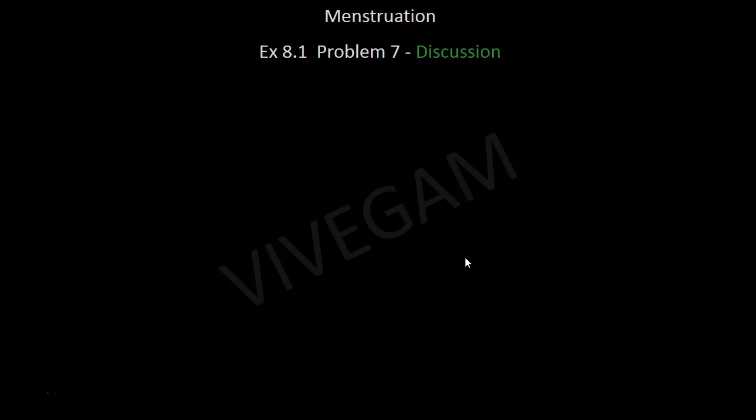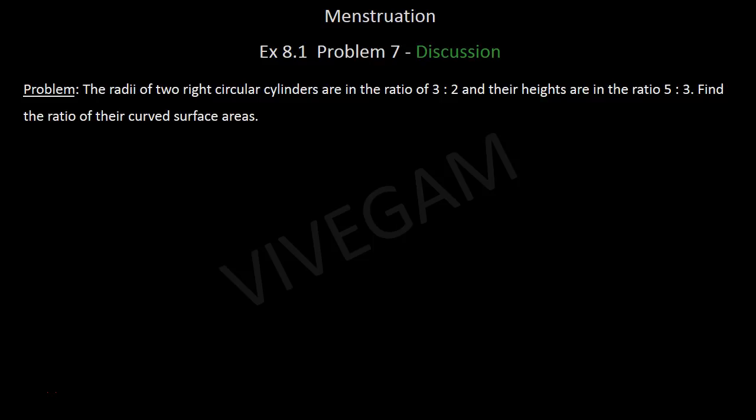Exercise 8.1, Problem 7, Discussion. Let's read the problem. The radii of two right circular cylinders are in the ratio of 3:2 and their heights are in the ratio of 5:3. Find the ratio of their curved surface areas.